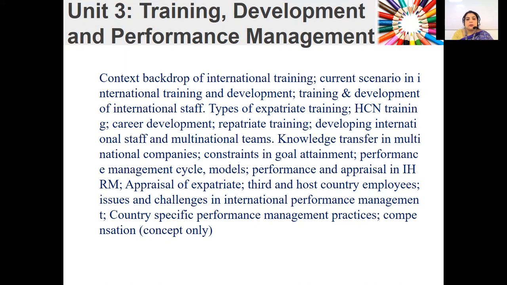We are also going to learn about the performance management cycle. What are the different models of the performance management cycle? Performance appraisal in IHRM, how an individual's performance in an international context is evaluated, appraisal of an expatriate, third and host country employees' issues and challenges, as well as the challenges in international performance management, country specific performance management practices, and compensation, where we are going to learn only the concept.